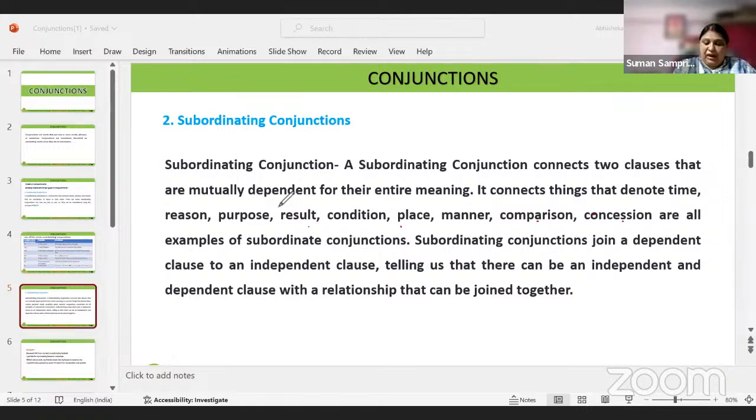One thing we can understand here, what is the difference between coordinating and subordinating? Guys, just give me a second. I'll just be back.